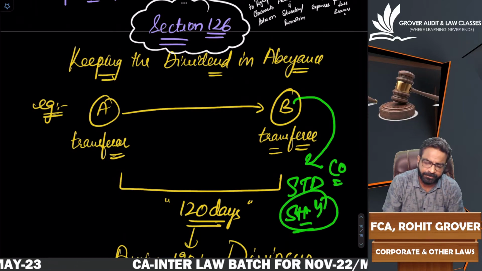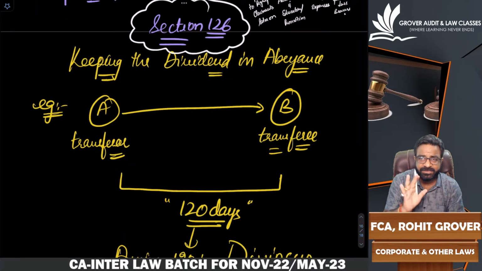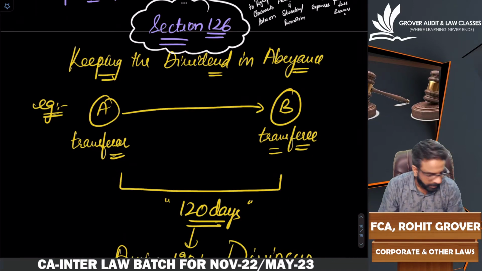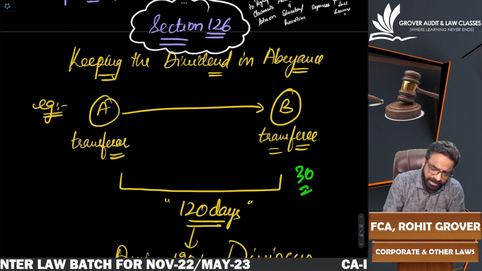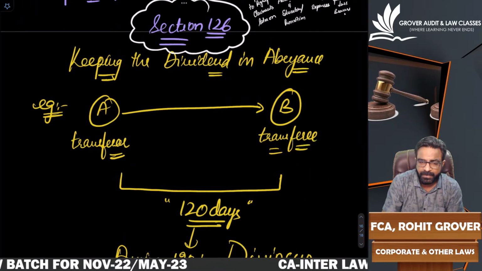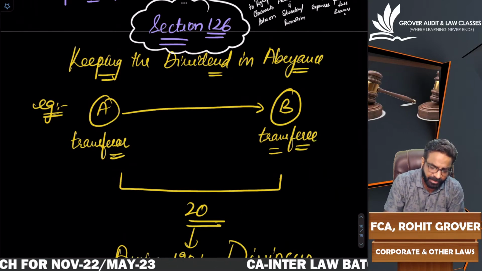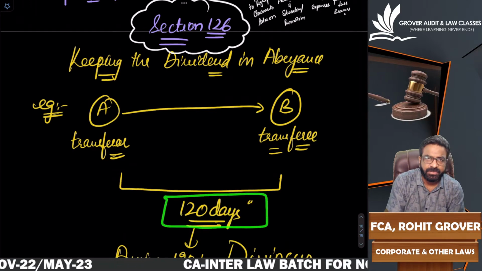to the company? Yes, sir. We did that in the transfer and transmission of shares chapter. Am I correct? Suppose generally how many days does the company take? 30 days to issue the shares to B. Am I correct? Suppose this time the company took 120 days to do the registration.